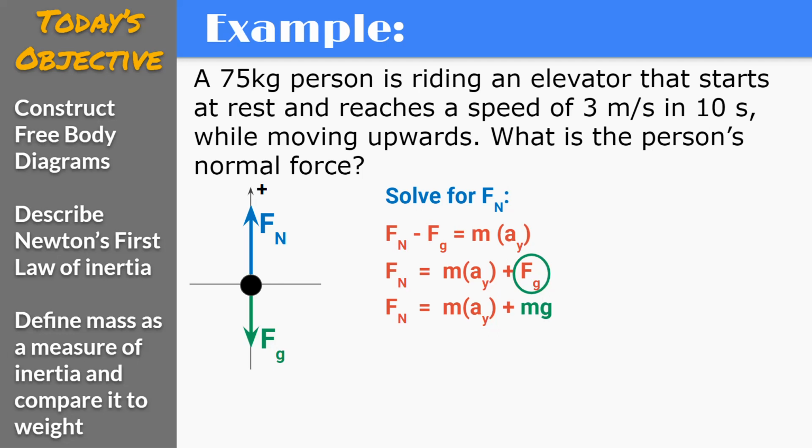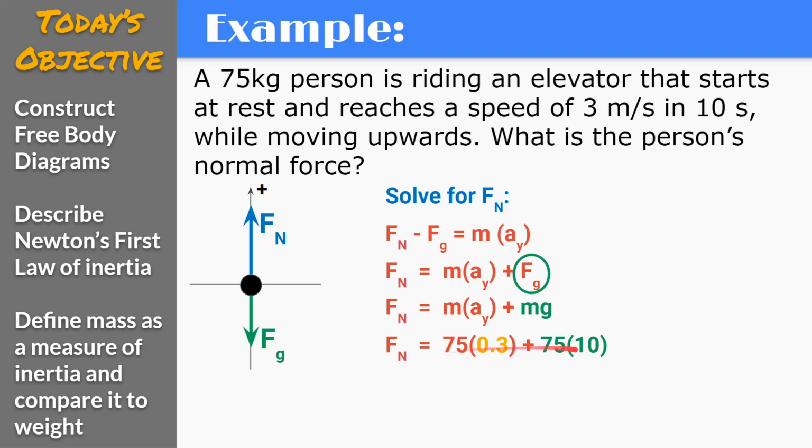All right, so I'm going to substitute that in. Okay, and now we can plug in some numbers. So I have Fn equals my mass, or this person's mass is 75 kilograms, times the acceleration we found earlier with our kinematics, 0.3, plus m times g. Again, I'm using 10 here. You're not plugging in a negative here. It was already listed as negative up here. We already took care of that.